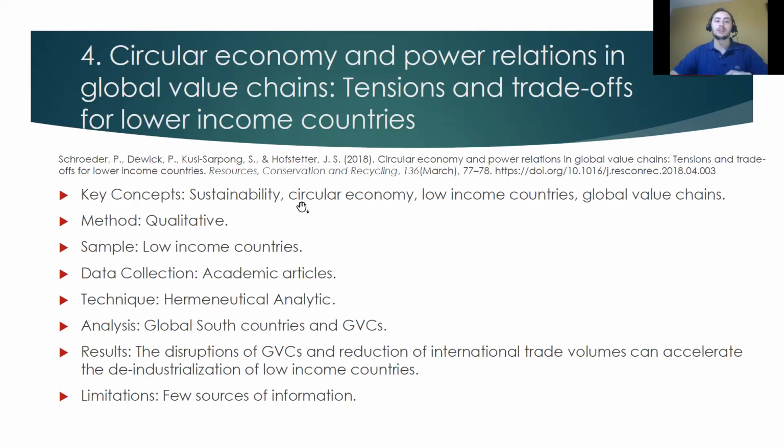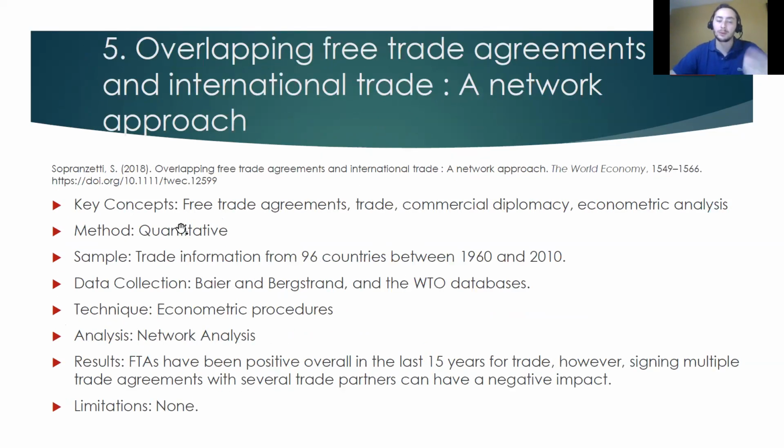The fourth one was Circular Economy and Power Relations in Global Value Chains: Tensions and Trade-offs for Lower Income Countries. It was qualitative. The sample was low-income countries. They had academic articles and a hermeneutical analytic technique, based on global south countries and GVCs. They found that disruption of GVCs and reduction of international trade volumes can accelerate the deindustrialization of LICs. But I found that their limitation was that they only had 4 or 5 sources of information, so it was not enough.